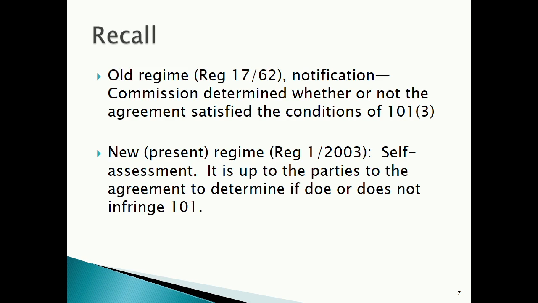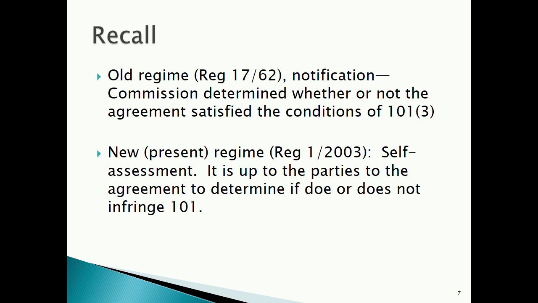now requires undertakings to self-assess. Okay, the Commission is not in the business of looking at your proposed agreements. You need to determine for yourselves whether the agreement violates 101.1, and if so, can it be saved by 101.3? Okay. Commission doesn't do that job anymore.